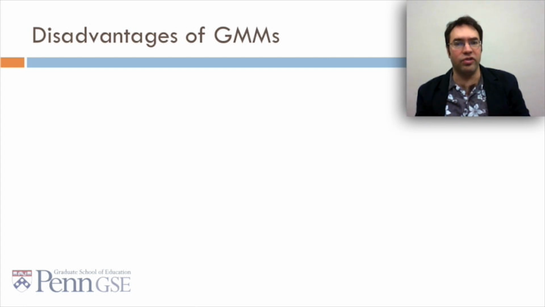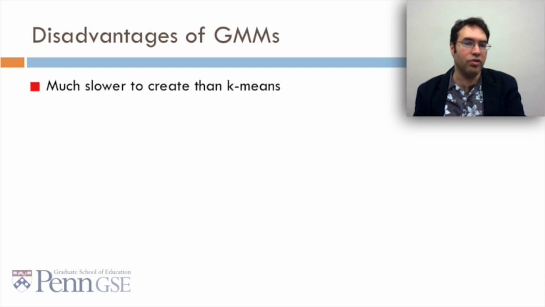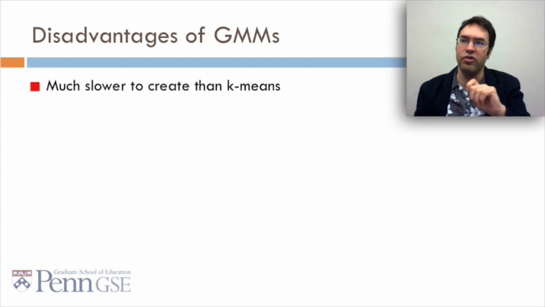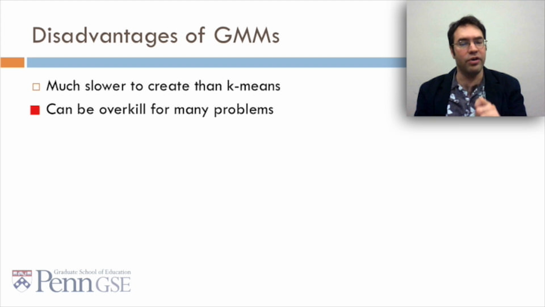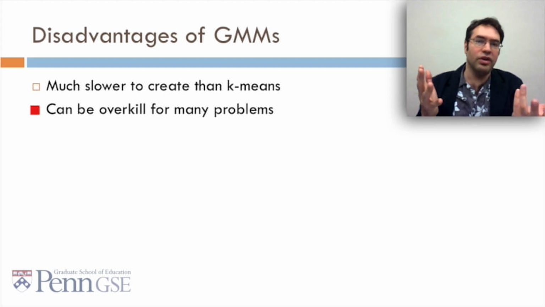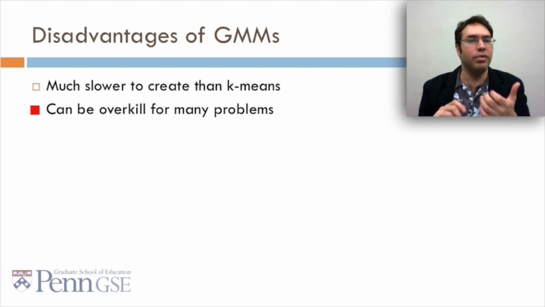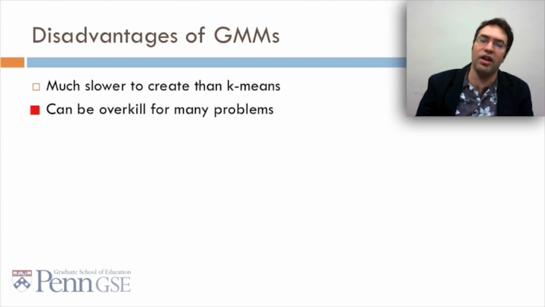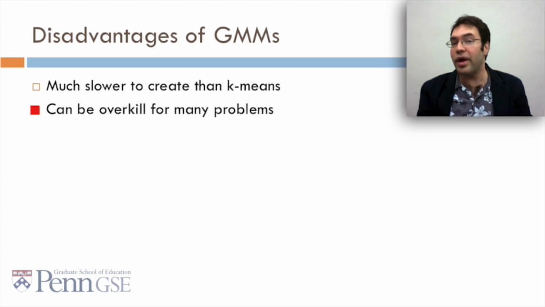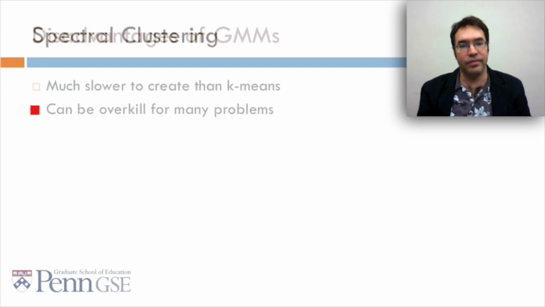There are some disadvantages as well. For one thing, it's much slower to create than k-means. You don't have to just fit centroids, you have to fit radii. And for another thing, they can be overkill for a lot of problems. If you just want to create clusters that you can interpret, think about, and learn from, you might not care whether things are being truly excluded as outliers. Still, they're a good method, and they're useful for a lot of things.